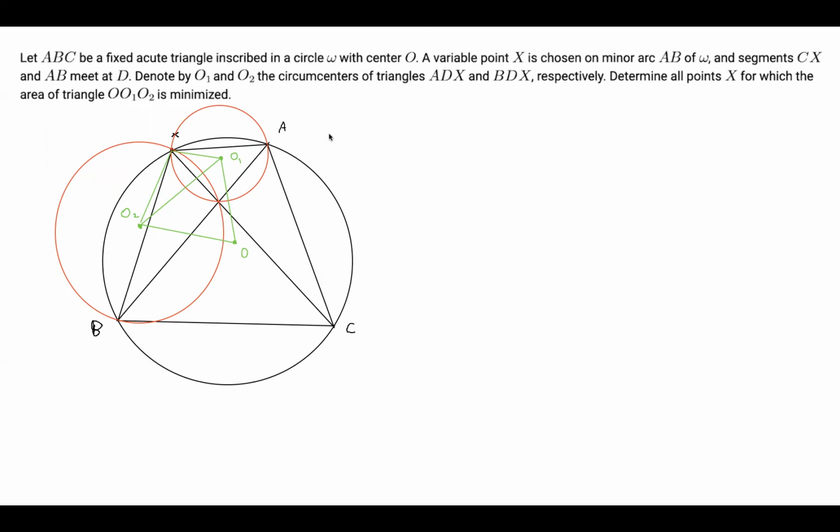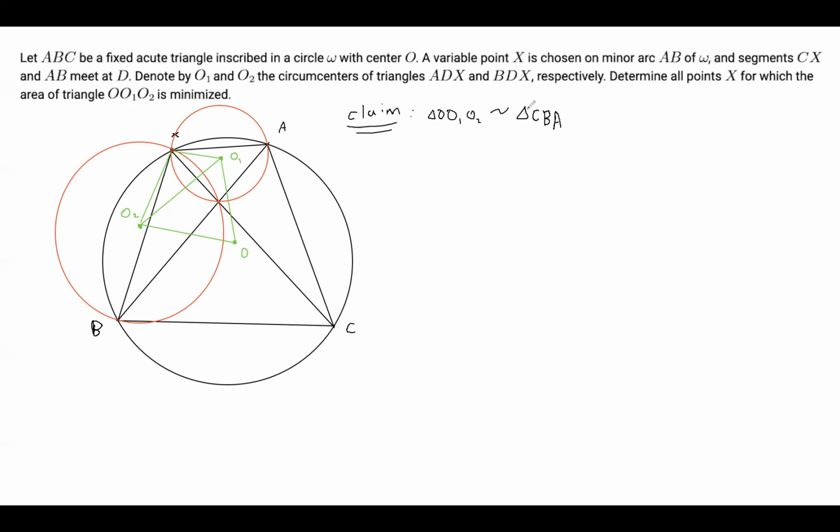Okay, so the first thing we should do on every Olympiad problem is draw a large, accurate scale diagram, which I have gone ahead and done. And, okay, we want to minimize the area of this triangle OO1O2. So I'm going to make a few claims. The first claim is that triangle OO1O2 is similar to triangle CBA in that order. Let's go ahead and write that down.